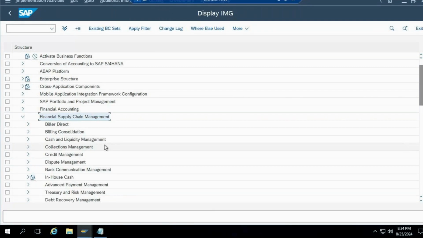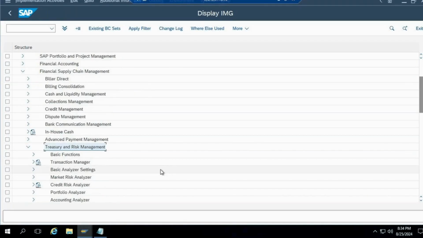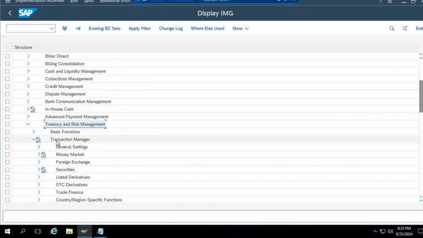Inside FSCM, we have credit management, biller direct, collection management, dispute management, bank communication management, in-house cash management, advance payment management, many things. Out of that, our focus area would be SAP Treasury and Risk Management. Under SAP Treasury and Risk Management, we have this transaction manager. And when you click on this transaction manager, you can see all these details.